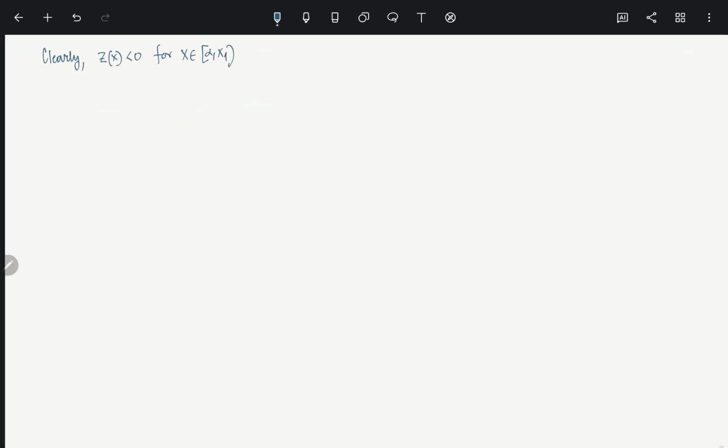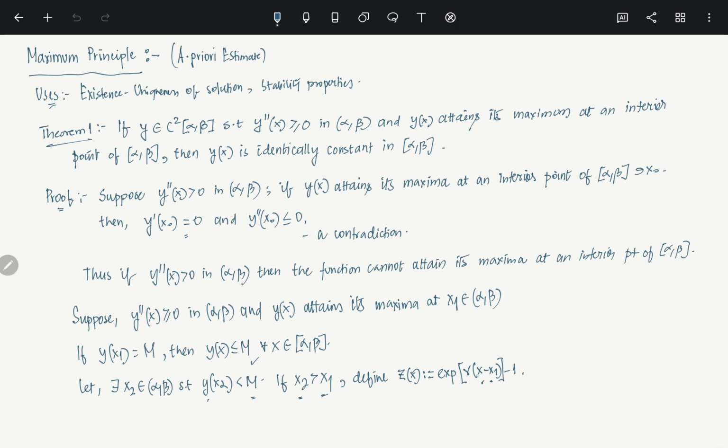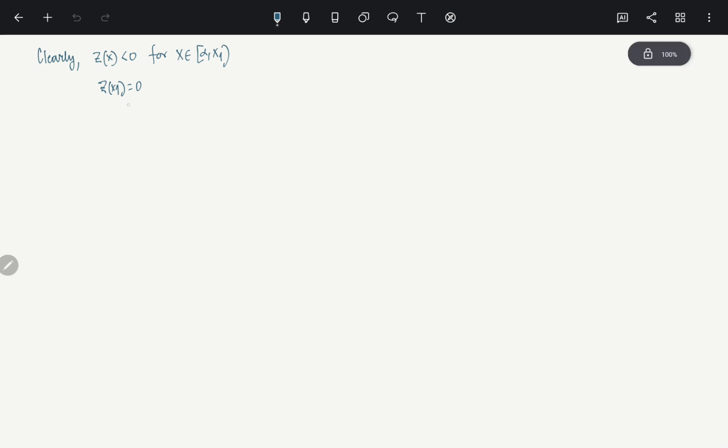Now, what is z of x1? Of course that is 0. If I put x1, it is exponential of 0, which is 1, minus 1, so basically 0. And if x is greater than x1, then this is exponential of a positive term, minus 1, so you have a positive term. So z of x is positive for x in x1 to beta.